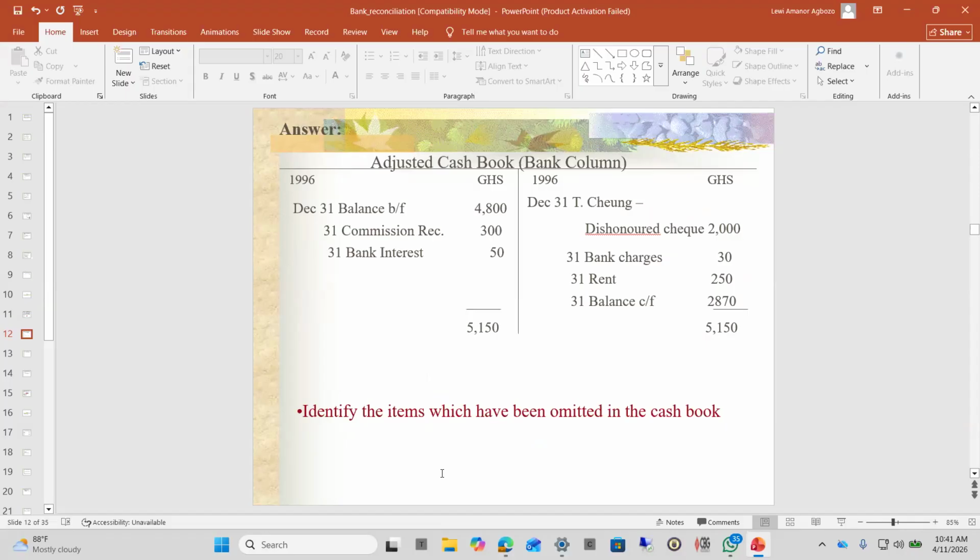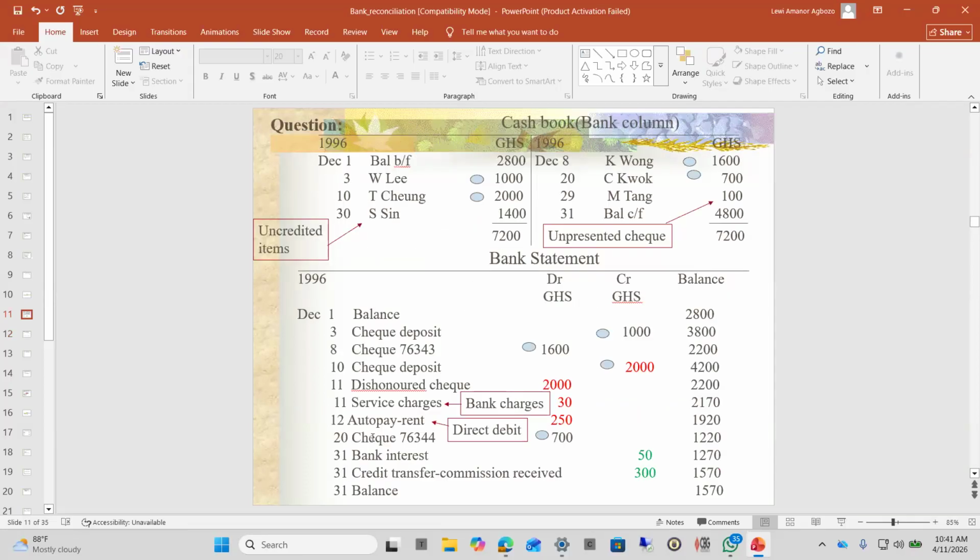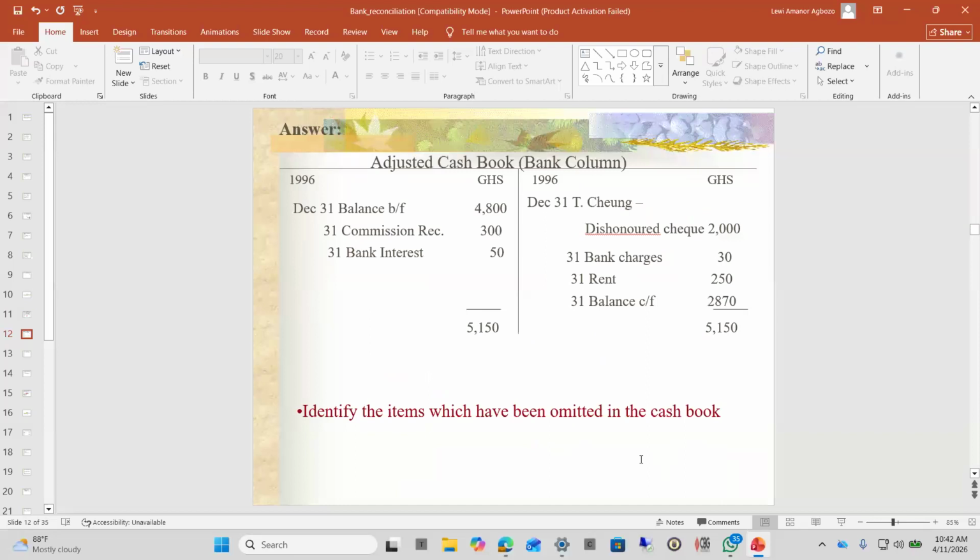I want you to speak with confidence. You debit it because there's an increase. We have received some cash. So you see, the commission is debited, and then the bank interest is also debited to the cash book. Now, let's go back to this thing. When you go back, you see there's no transaction again. You just give us the closing balance. So what we need to do is to close the balance of the cash book.